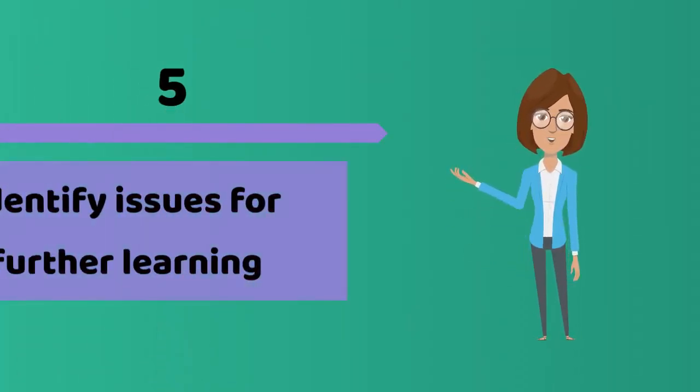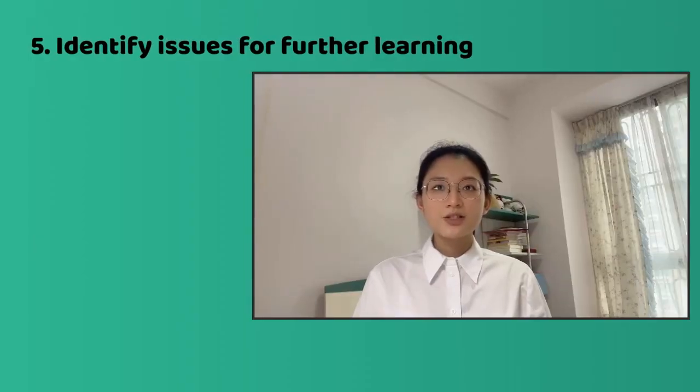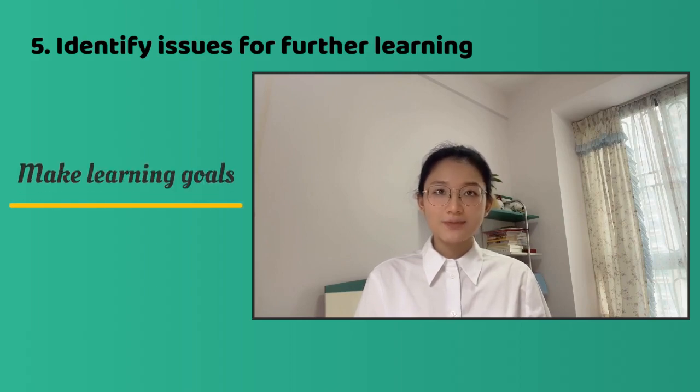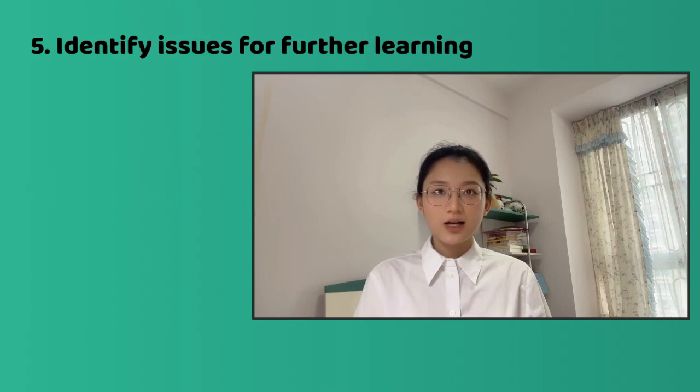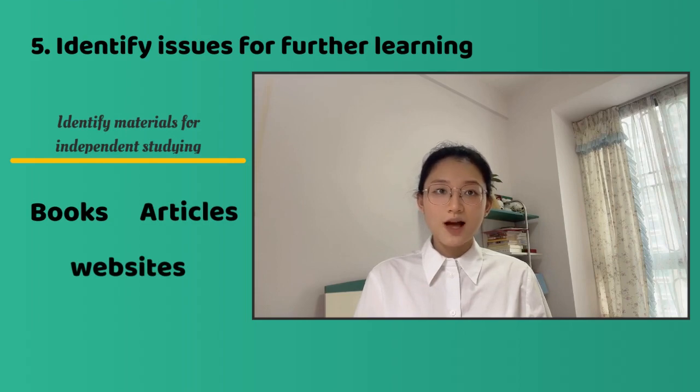The fifth step is to identify issues for further learning, establishing the learning goals. Teachers should encourage the students to make the learning goals as precise and concrete as possible. Generally, the students are able to identify relatively good learning goals, but often look for teachers' approval for the goals. Finally, the group should identify materials for independent study, like books, articles, websites, and some other materials.